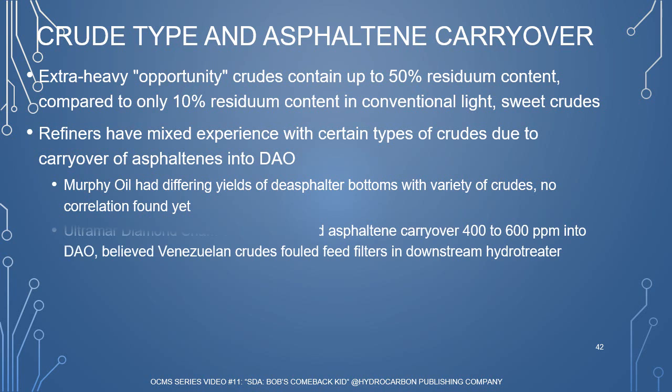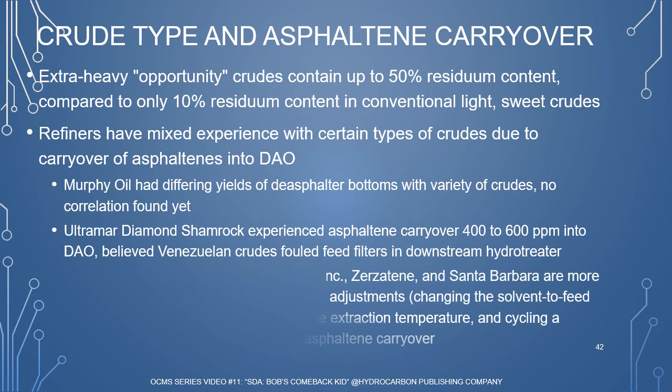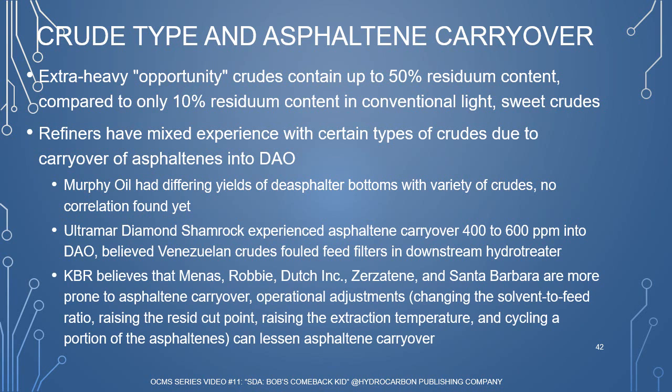Ultramar Diamond Shamrock has experienced carryovers of 400 to 600 ppm of asphaltenes to DAO, which they have attributed to Venezuelan crude fouling feed filters in the downstream hydrotreater. KBR found that specific crudes, which include Minas, Robbie, Dutch Incorporated, Zerzatine, and Santa Barbara, have a propensity for asphaltene carryover, and that operational adjustments, such as changing the solvent to feed ratio, raising the resid cut point, raising the extraction temperature, and cycling a portion of the asphaltenes back to the extractor, can lessen asphaltene carryover.